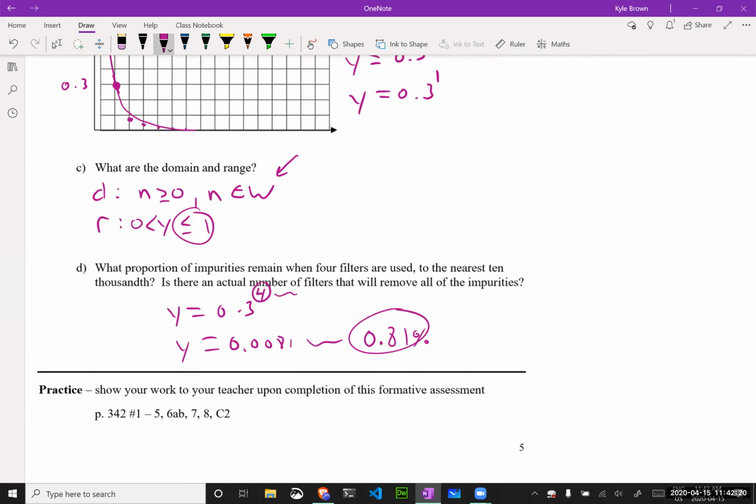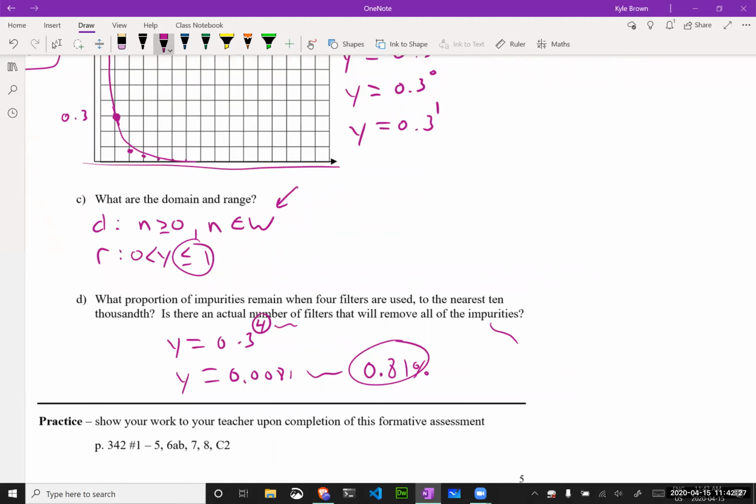And will it remove all impurities? No. That would be touching 0, and we never do touch 0. Okay, and that's it.